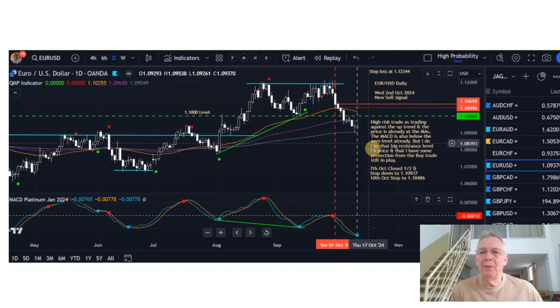Dragged my stop down, then the 10th of October dragged the stop down even further. So locking in, can't lose on the second half, can't lose on this trade. So we're in good profit there. That's the Euro USD.